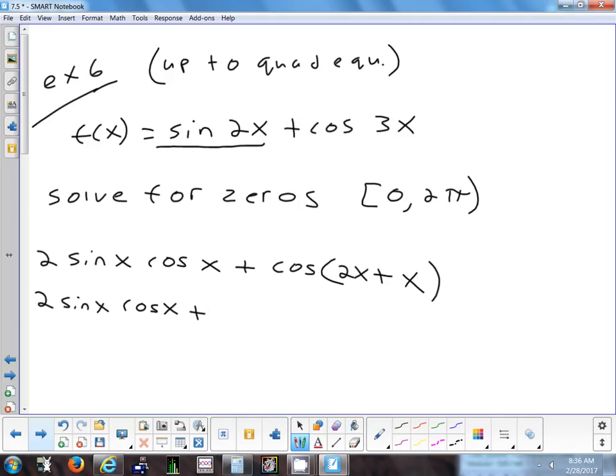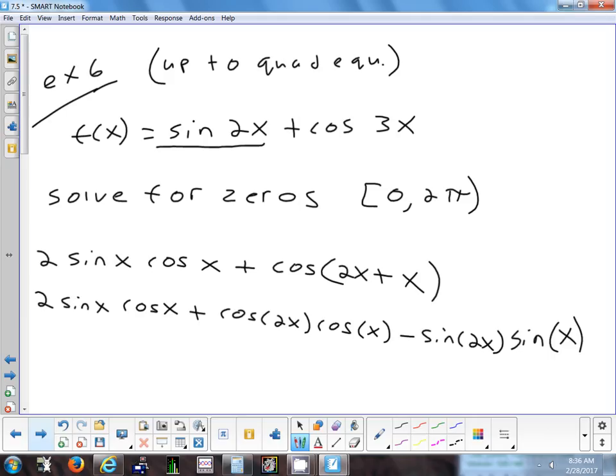And can someone remind me again, what's the cosine sum identity? All right, so we've got cosine cosine, switch the sign, and then switch plus to minus, and then sine 2x sine x. Okay, now that I've written down, what's the highest number in the argument, any one of these arguments? It's a 2.